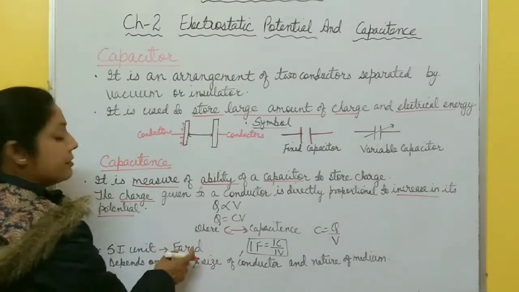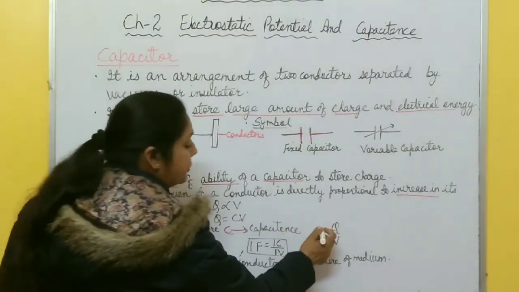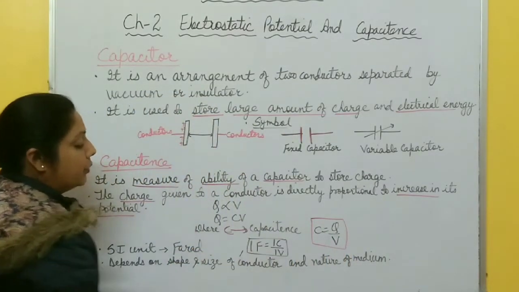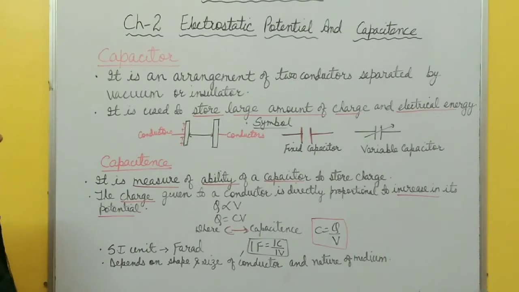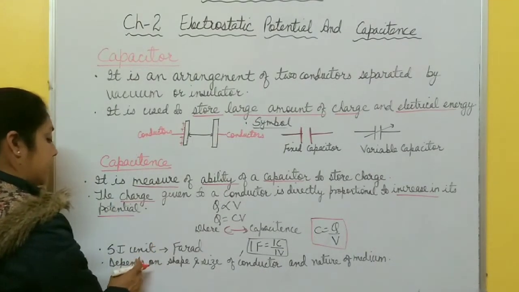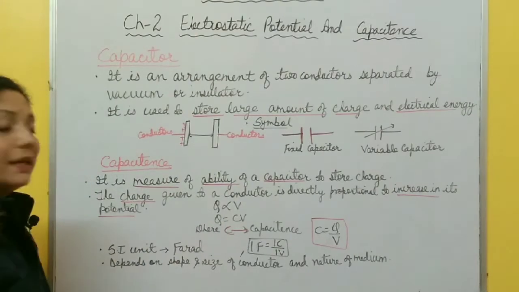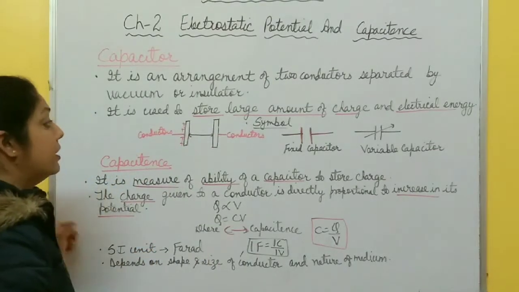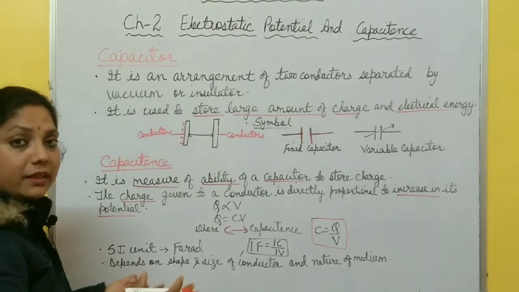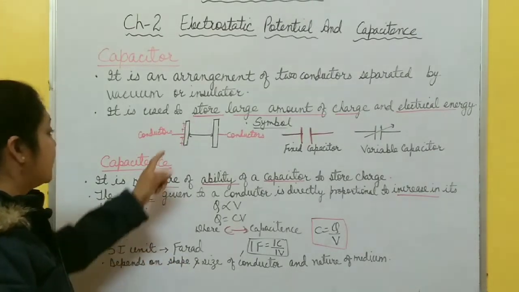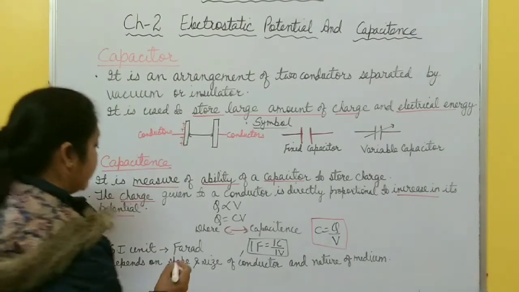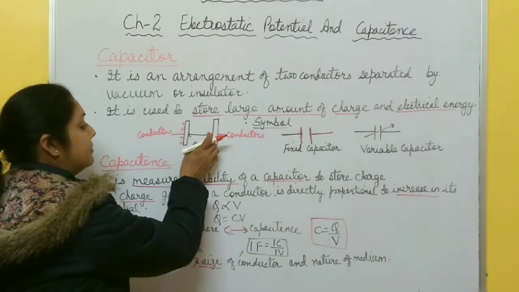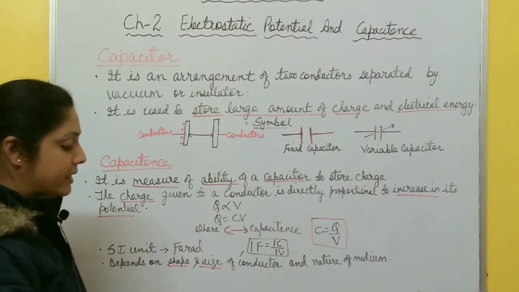Its SI unit is farad, and C equals Q by V. Q is in coulomb, V is in volt. So 1 farad equals 1 coulomb by 1 volt, right? Now, this capacitance depends on the shape and size of the conductor. What type of conductor? What is the shape of this conductor? Whether it is cylindrical shape, spherical shape, parallel, anything. Okay. So the capacitance depends on the shape and size of the conductor and also the nature of the medium, what type of medium is between the two plates. So this is about capacitance, right?